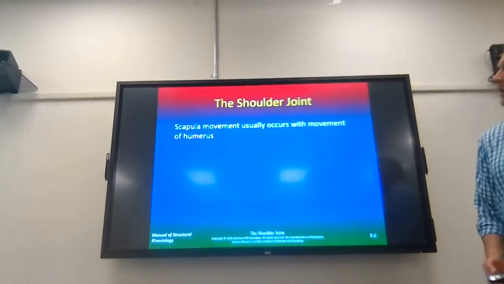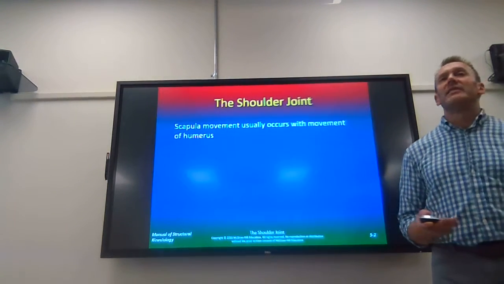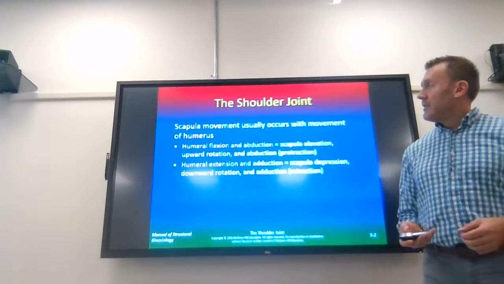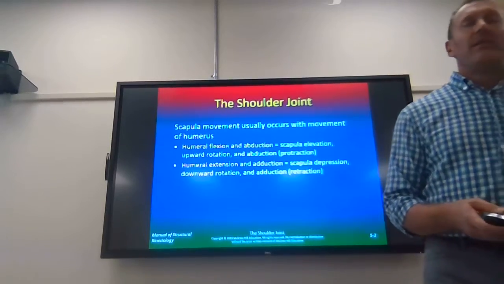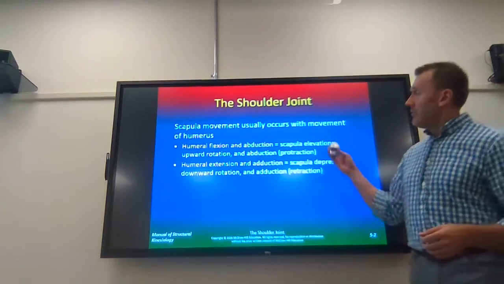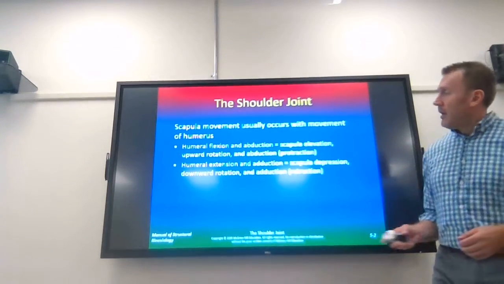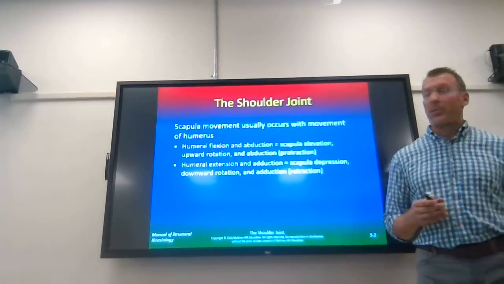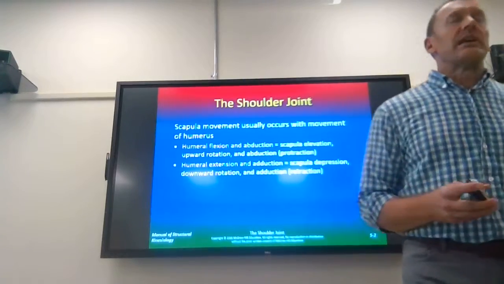So, the shoulder joint, as we've already studied since day 1, the scapula moves in conjunction with the shoulder. So with humeral flexion and abduction, there are corresponding actions at the scapula: elevation, upward rotation, and abduction. Humeral extension and adduction also have corresponding actions at the scapula.